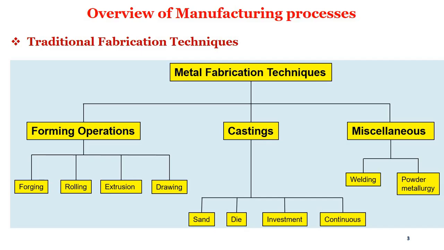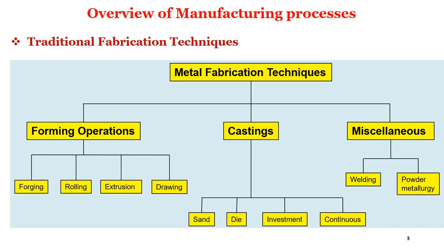In die casting, we use a plunger to press the molten metal into the die cavity. In investment casting, we use a wax pattern as the mold cavity. In continuous casting, we use a continuous cooling process, so the process goes on continuously.